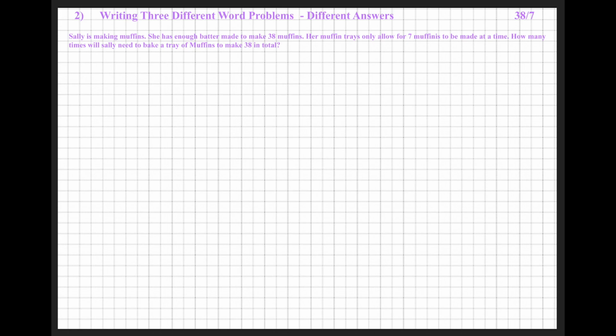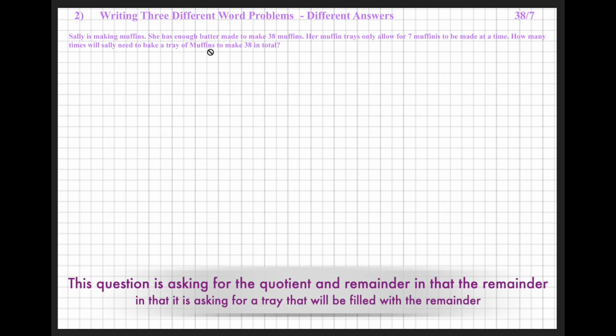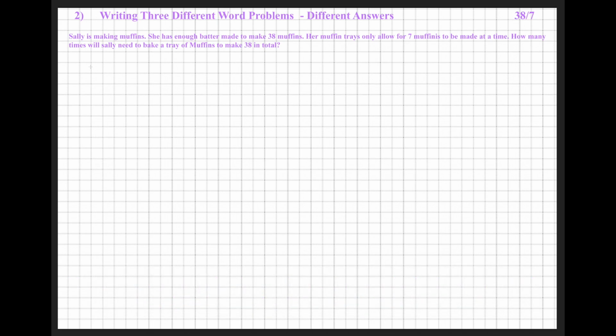Now we're going to go ahead into our second problem, which reads, Sally is making muffins. She has enough batter to make 38 muffins. Her muffin tray only allows for 7 muffins to be made at a time. How many times will Sally need to bake a tray of muffins to make 38 in total?